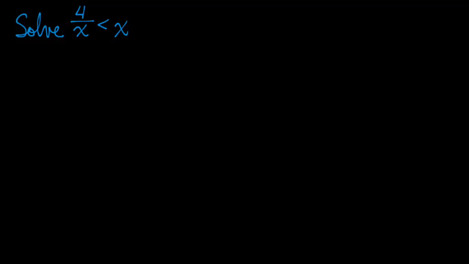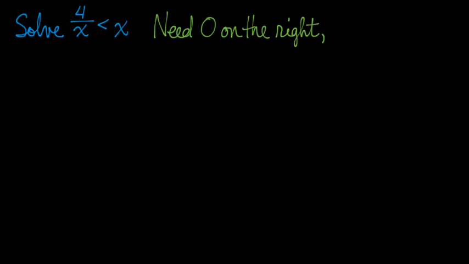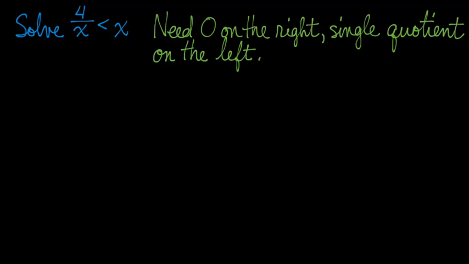I want to solve this rational inequality. I'm going to start the way I start with all of these problems. I'm going to make sure that I have a 0 on the right-hand side, and then I'm going to make sure that I have a single quotient on the left-hand side.